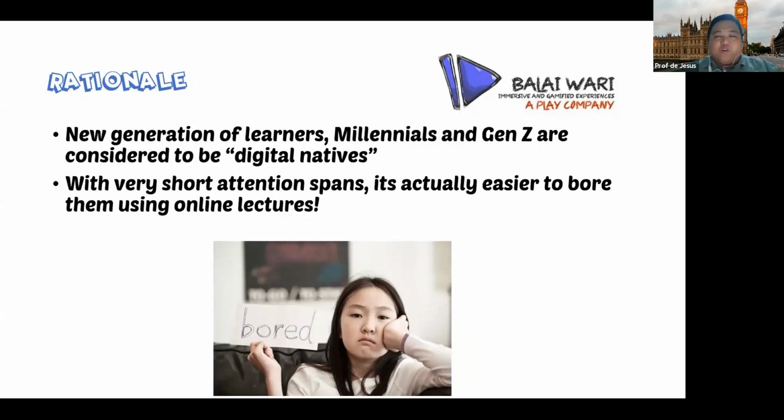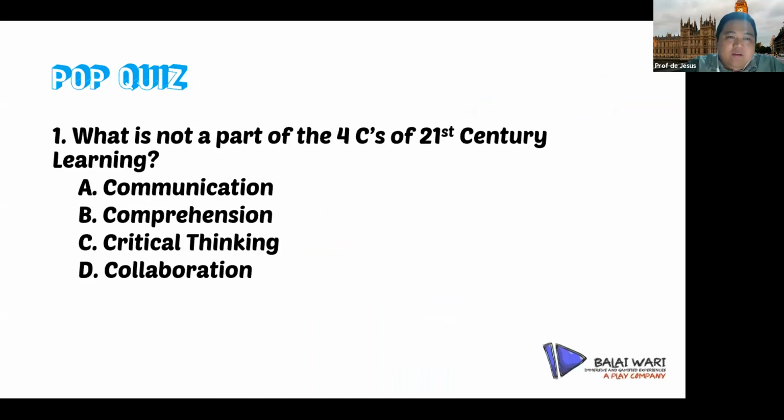And now, with a very short attention span, based on experience, it's actually easier to bore the millennials and Gen Zs and basically everyone else if we are using the online platform just for lecturing. So in this case, since we're talking about new ways, or what are the demands of 21st century learning, what is not a part of the four C's of 21st century learning?